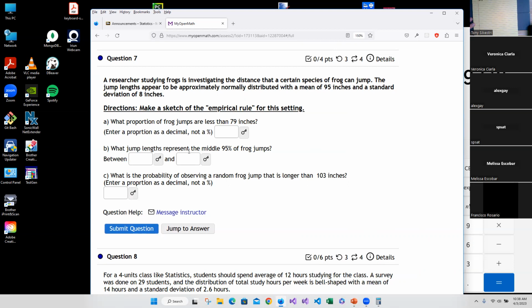Okay. Use the empirical rule. 68, 95, 99.7. 1, 2, and 3 sigmas. Okay. All right. So let's make a little picture. Here's the average in the middle, which would be 95. All right. Let's see where we are. What proportion of the frog jumps are less than 79 inches? Less than 79. Well, let's see. 79 would be over here. Let's make sure we're in the right spot. 79.